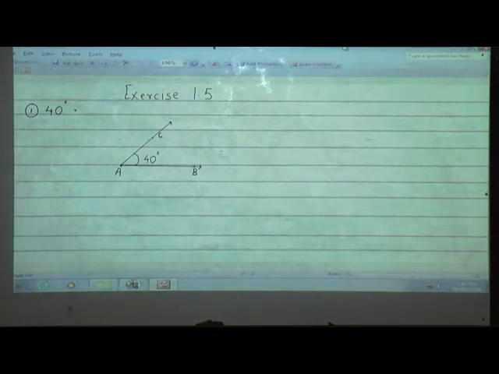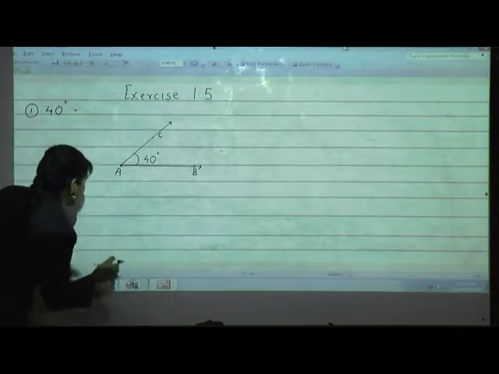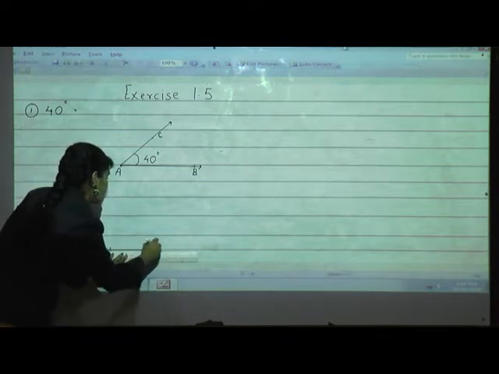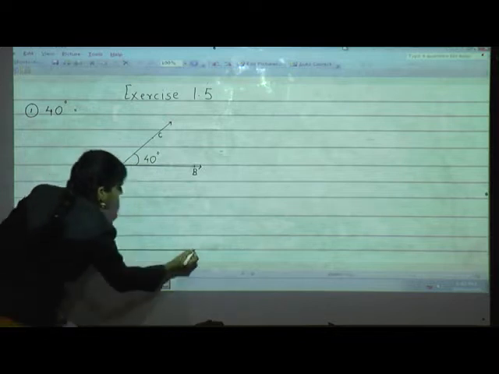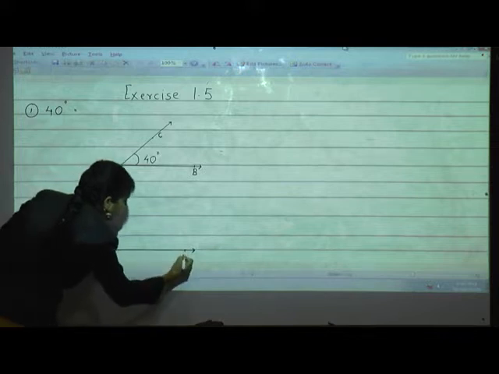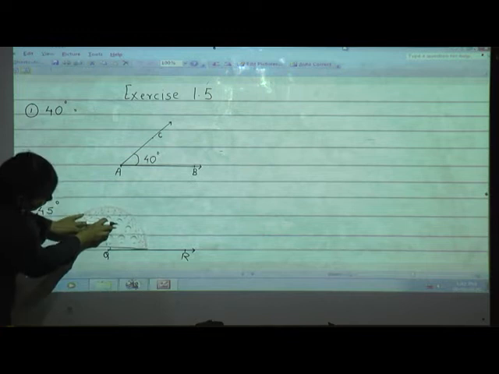So students, second example: 45 degrees. We have to draw an angle of 45 degrees. Again take your scale and draw one ray. Name it Q and R. Now take your protractor, place it on ray QR.